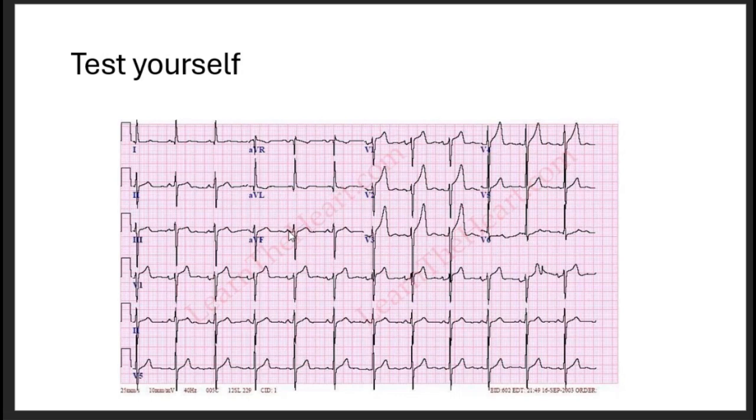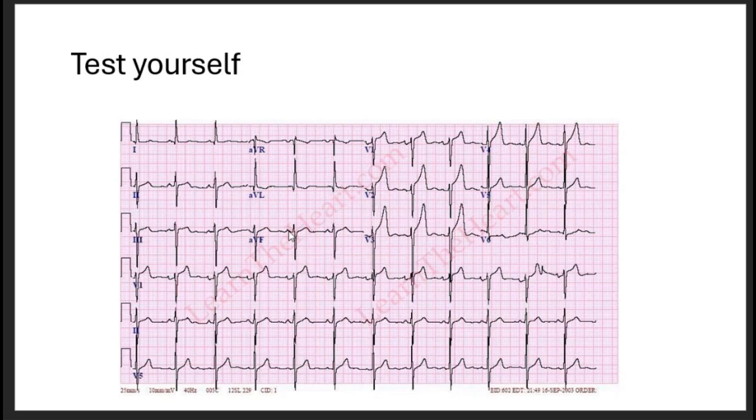So you see the RSR pattern in V1, and you see the deep slurred S waves in V6, but the QRS complexes will not be prolonged, will not be 0.13, it will be 0.12. So I just wanted to point out the difference because I know there are some ECGs in the booklet that have incomplete right bundle branch block, and I think it's important to know the difference between a complete and an incomplete right bundle branch block.